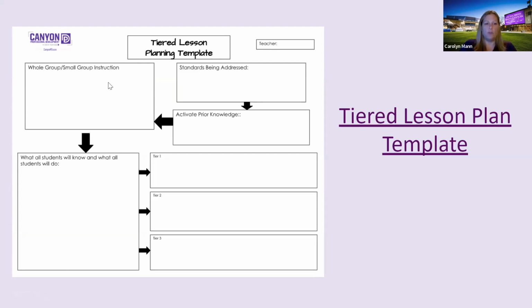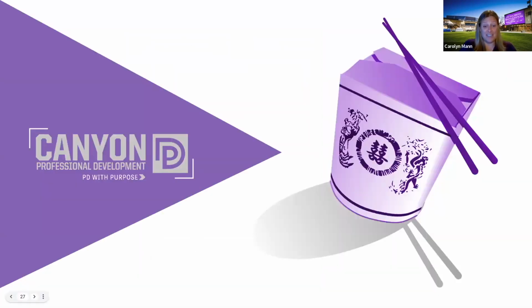You see that we have this whole group instruction. Then here you write what you want all students to be able to do. In my last example, you wanted all students to be able to identify character traits. We were just asking them to do that at a variety of different levels. You then put in the three assignments or modified versions of having them express that they understand right here: tier 1, tier 2, and tier 3. I hope you will give tiered lessons a try as well.